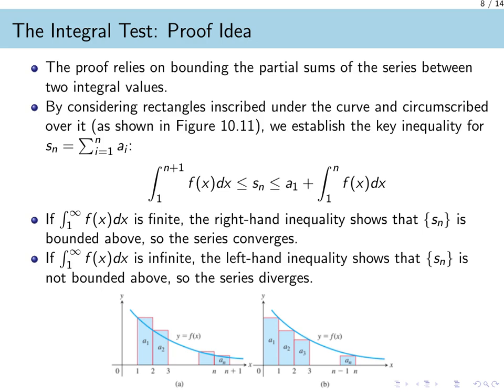If the improper integral from 1 to infinity converges to a finite value, the right-hand side of the inequality proves that the partial sums are bounded above. Since the terms are positive, the partial sums are non-decreasing, so the series must converge. On the other hand, if the integral diverges to infinity, the left-hand side forces the partial sums to also grow without bound, meaning the series diverges. Therefore, the series and the integral must share the same fate. They either both converge or they both diverge.